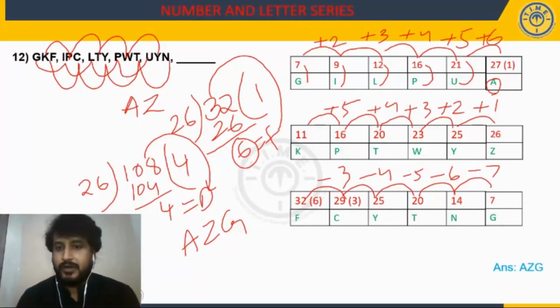Okay. You are clear, right? Logic in the first letters: plus 2, plus 3, plus 4, plus 5, plus 6. Logic in the second letters: plus 5, plus 4, plus 3, plus 2, plus 1. Logic in the third letters: minus 3, minus 4, minus 5, minus 6, minus 7. Okay, please note down. Please keep on noting, don't wait for me to tell.